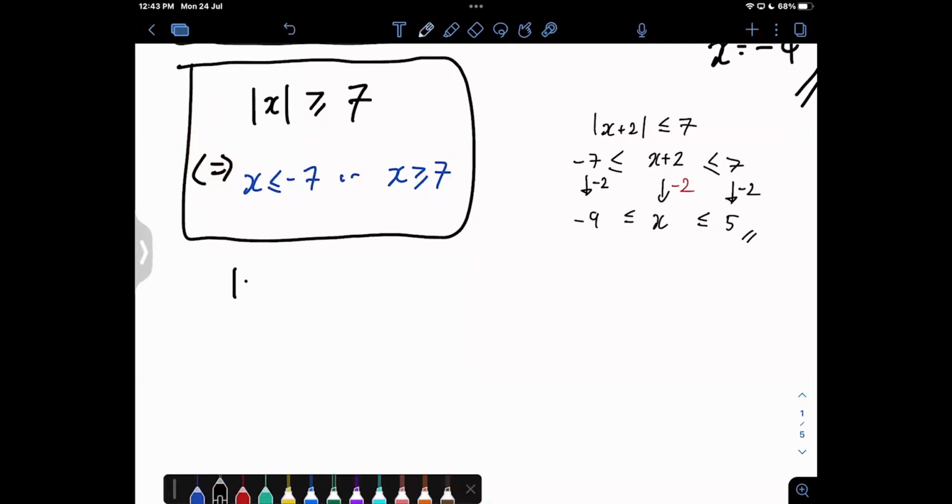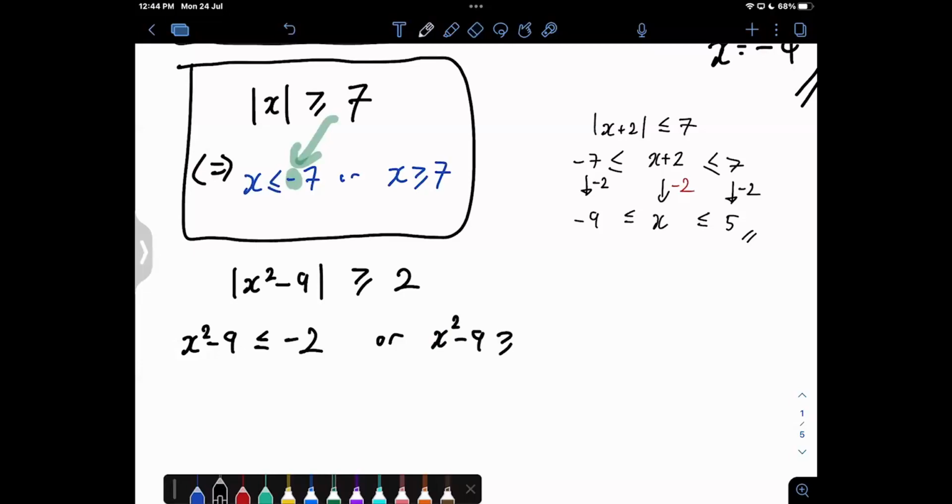Okay, then let's say we make it more complicated. Let's say it's modulus of x squared minus 9 more than or equal to 2. Then x squared minus 9 less than or equal to, what do you introduce on the left side on your own? Negative 2. Or x squared minus 9 more than or equal to 2. You must follow the equal sign. Very good, exactly. That's it.